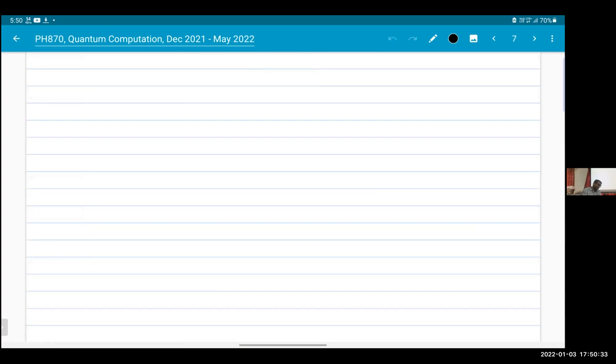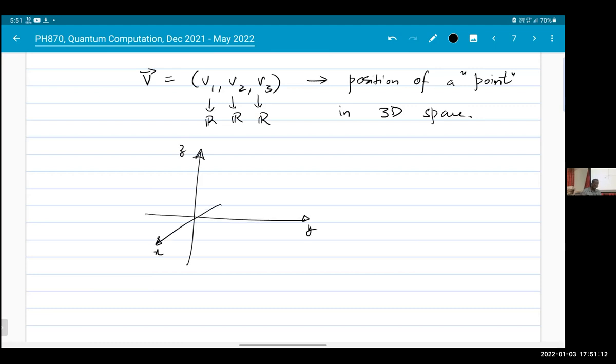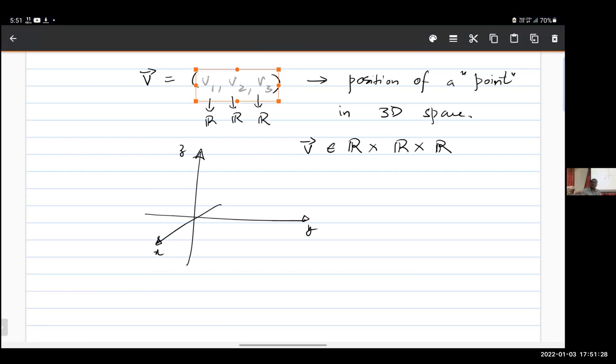So if I have a vector which has three components, and these components each can be a real number, let's say, what can such a vector describe? This vector can describe, for instance, the position of a point in 3D space. What is 3D space? It's the space around us, Cartesian space, X, Y, Z. And so we would say that V is an element of R cross R cross R, because this is a tuple, a set of three real numbers.